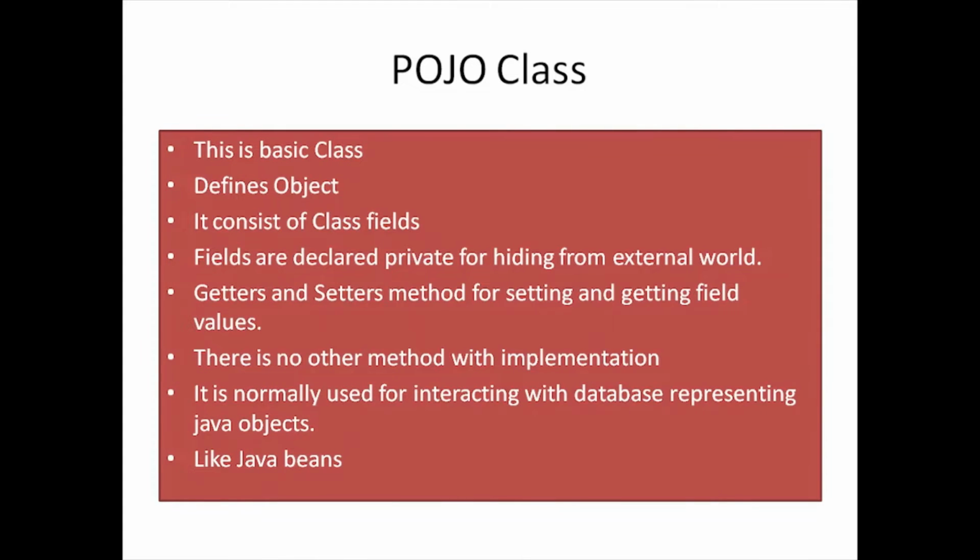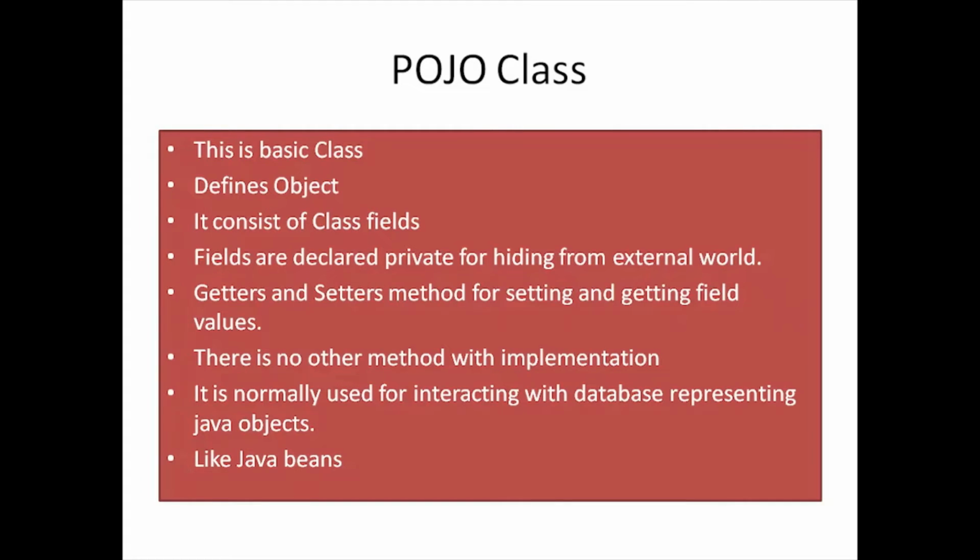The first one is the plain old Java object, the POJO class. This class is actually used for creating just an object of a class. It is a basic class that defines objects. It consists of class fields. Fields are declared private to hide them from the external world. It has getter and setter methods for setting and getting field values. There is no other method with implementation. This is normally used for interacting with a database, representing Java objects like Java Beans.